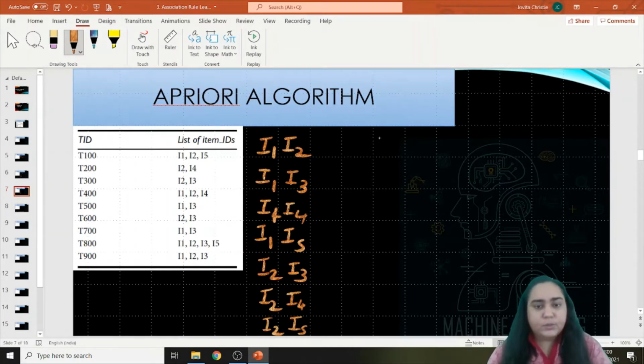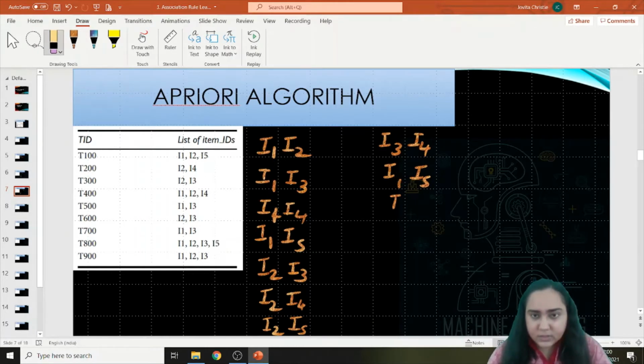What else can I do? I can combine I3 with I4 and I5 as well. And I can also combine, yeah, I think I missed one there. So let me just do that. So this will be I3 with I5, and in the end, I can have I4 with I5. Order doesn't matter, of course, but it would be nice to put it in this order, okay?